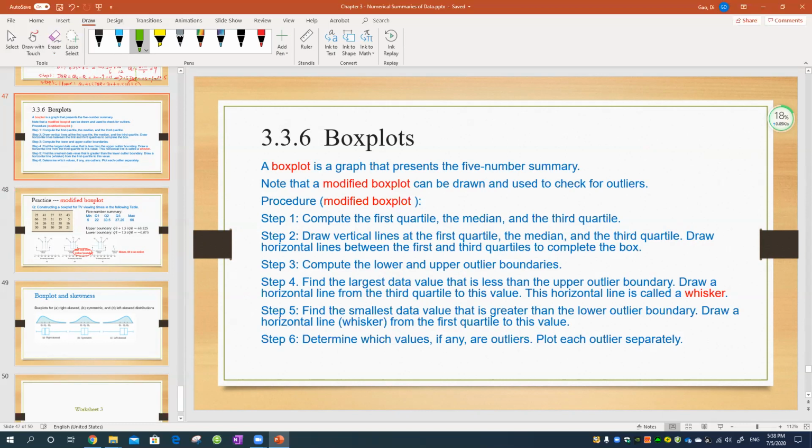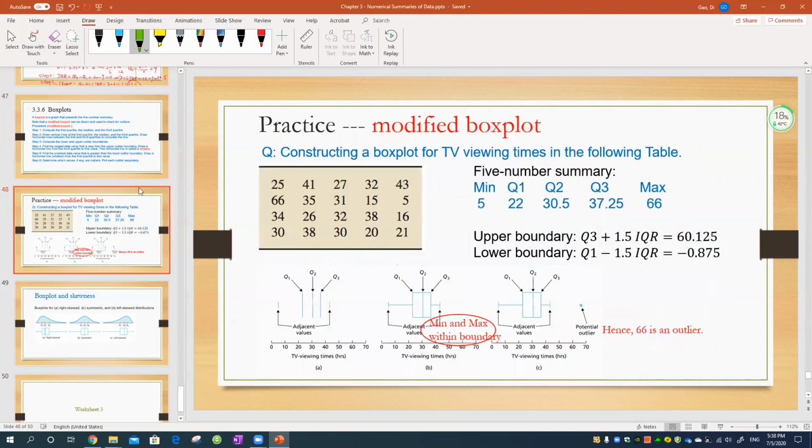So these are the steps. We're going to draw this box plot. Let's look at a practice just using those steps to construct the box plot. This data set is for the TV viewing times. We have a total of 20 values in this data set. Based on our procedure, we can calculate the 5-number summary. The minimum is 5, and the maximum is 66. We have Q1 equals 22, Q2 equals 30.5, Q3 equals 37.25.